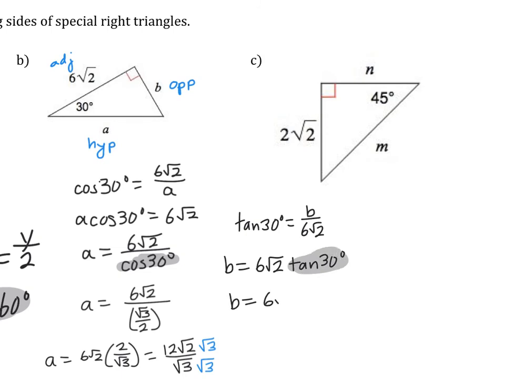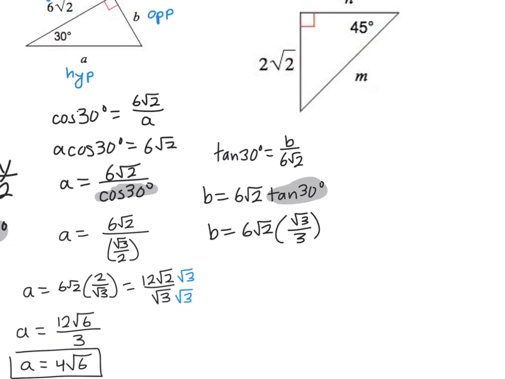So B equals 6 root 2 times root 3 over 3. Here I can multiply my two square roots, so it becomes 6 root 6 divided by 3. And then I can divide my non-square roots, so it becomes 3 root 3. There you go.